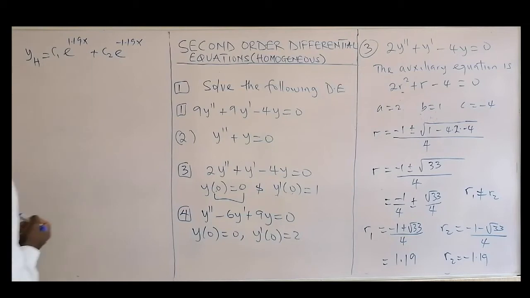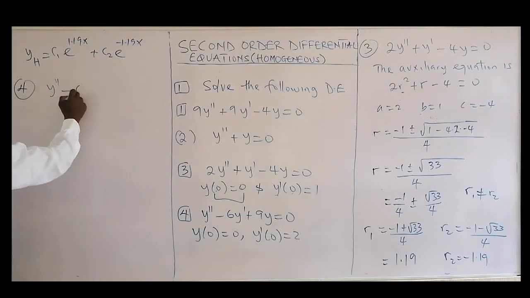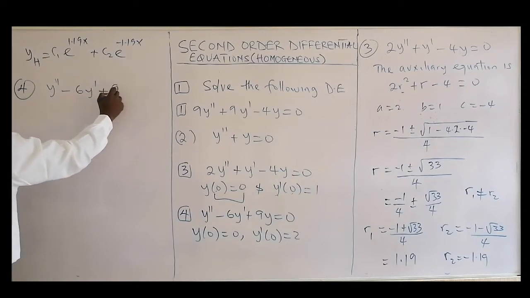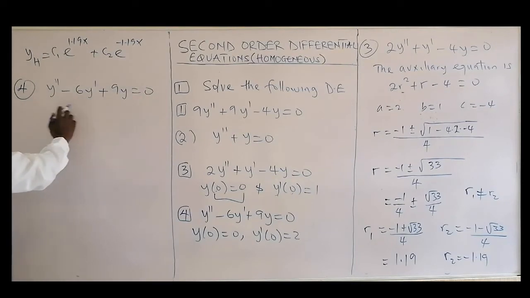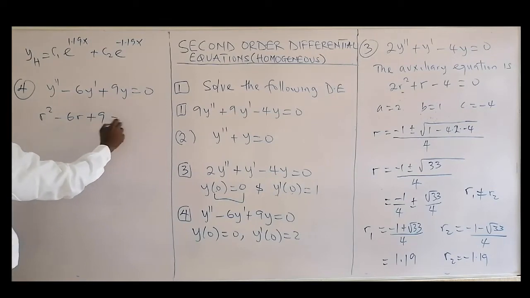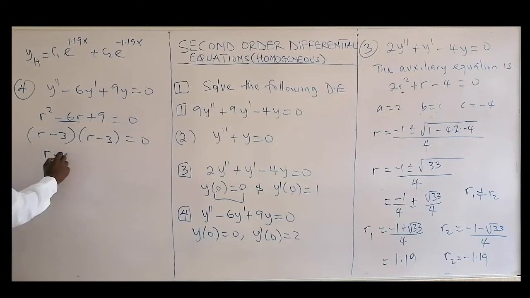Okay, then the fourth one we have y double prime minus 6y prime plus 9y is equal to 0. So the auxiliary equation will be r squared minus 6r plus 9 equal to 0. R1 will be equal to r2, which is equal to r. So in that case, this is one equal root, or call it repeated roots, because that's where your auxiliary equation's root is the same.